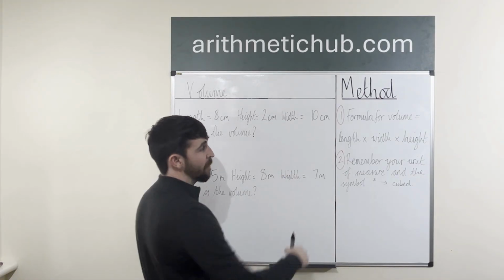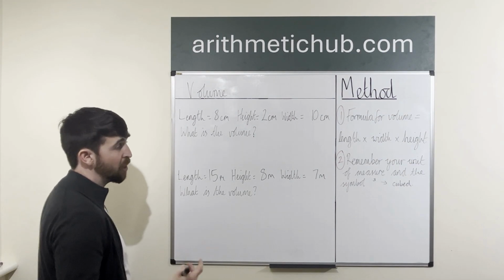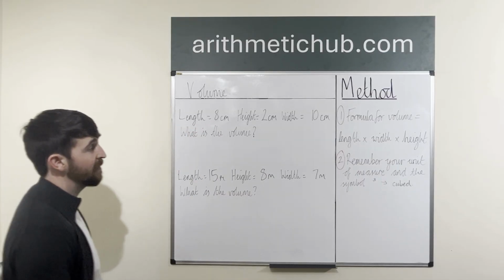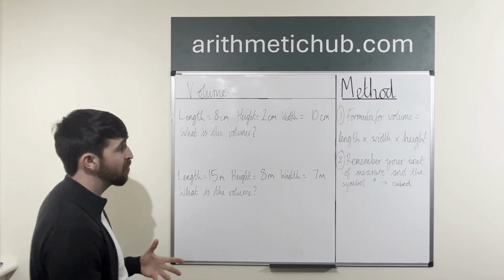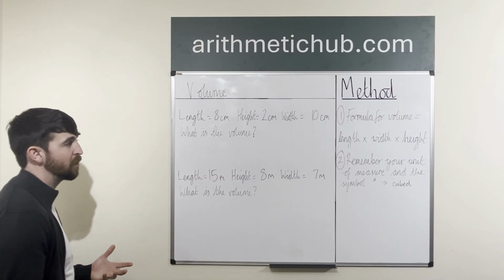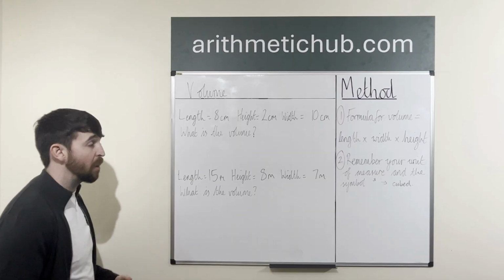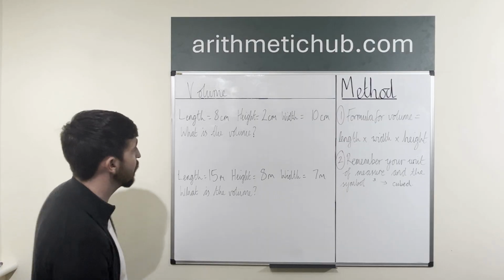So the method says the formula for finding the volume is just length times width times height. So what you would do on this type of question, where it says the length is 8 centimetres, the height is 2 centimetres and the width is 10 centimetres, is multiply those three numbers together to find your volume. And it doesn't matter which order you do them in because it's multiplication, so it's commutative. You can change the order around and your answer is still going to be the same.